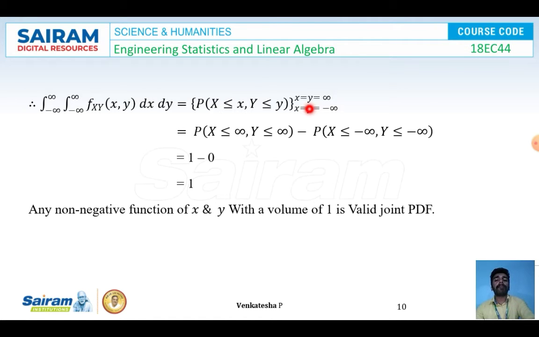So now after applying the limit, I got the expression P(X ≤ infinity, Y ≤ infinity) minus P(X ≤ minus infinity, Y ≤ minus infinity). So this value is 1 and this value is 0. So I got 1 minus 0, so I got 1. So I got the total volume of the surface under the PDF is equal to 1. So hence any non-negative function of x and y with a volume of 1 is a valid joint PDF.